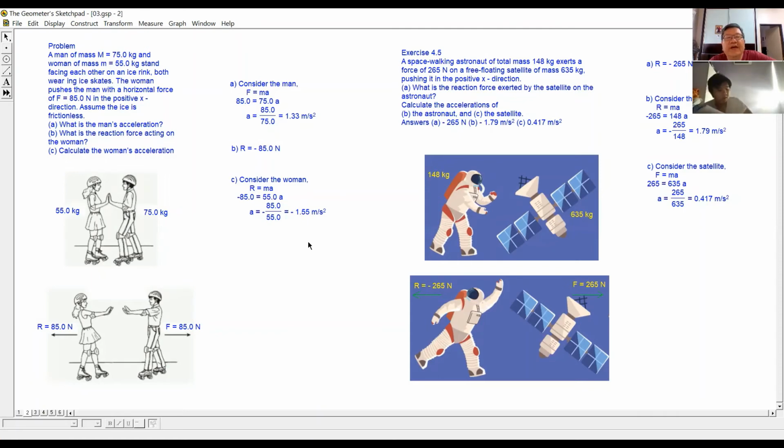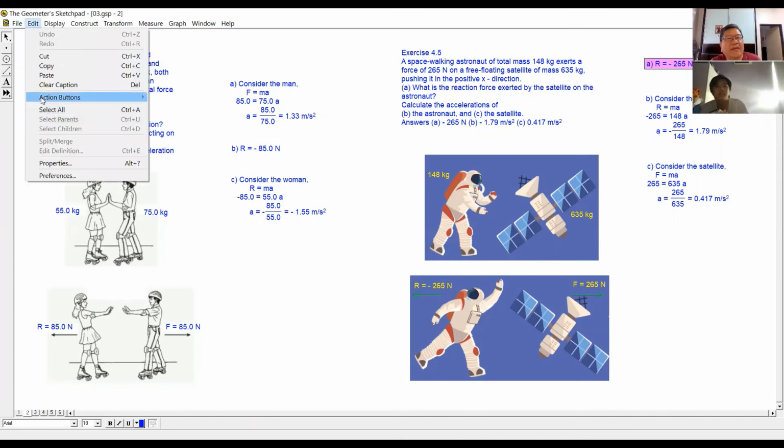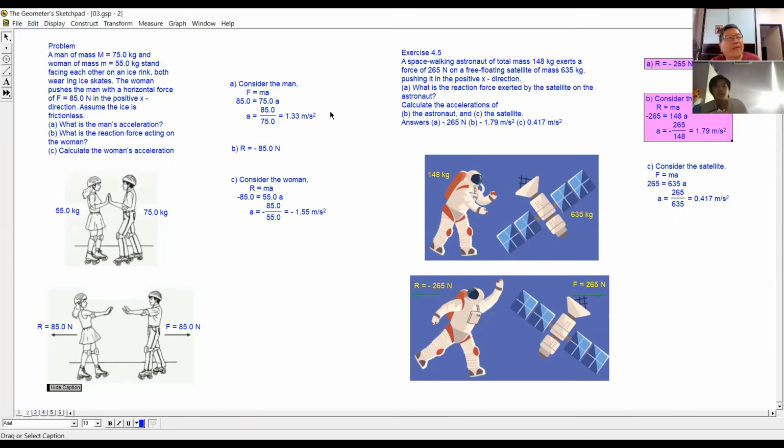Okay, in the textbook they give one example, then they give you a similar exercise. So the similar exercise is like this. You read 4.5. A spacewalking astronaut of total mass 148 kg exerts a force of 265 Newton on a free-floating satellite of mass 635 kg, pushing it in the positive x direction. What is the reaction force exerted by the satellite on the astronaut? Calculate the acceleration of the astronaut and the satellite.